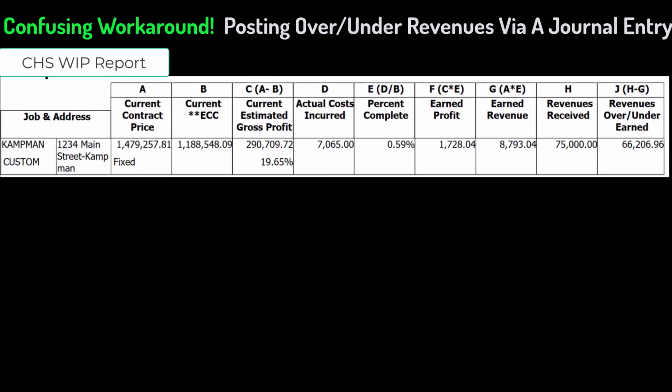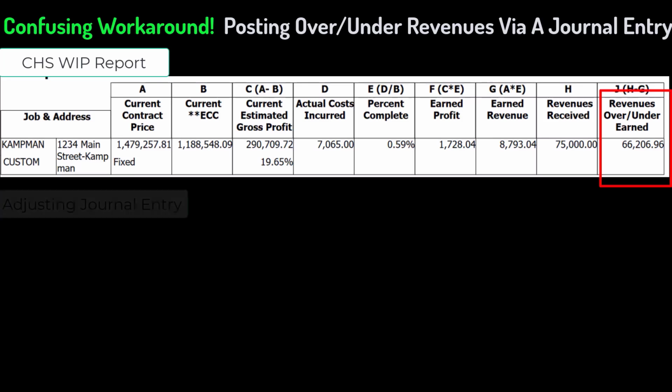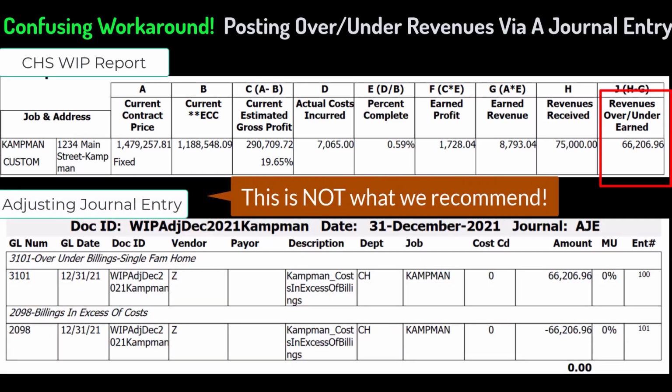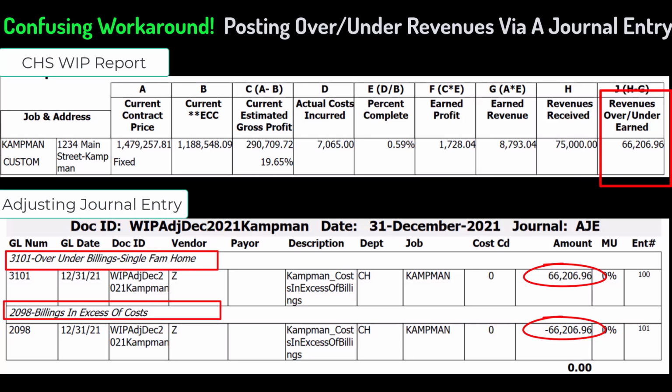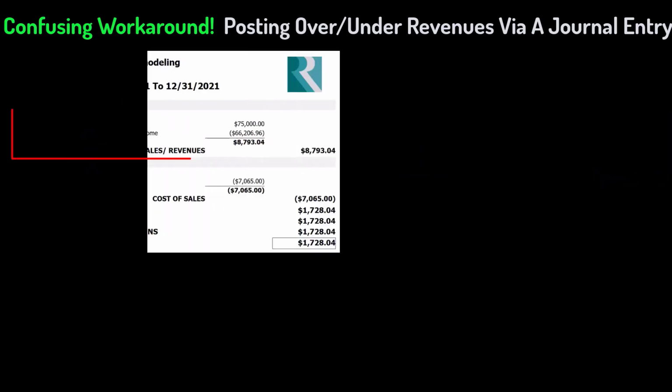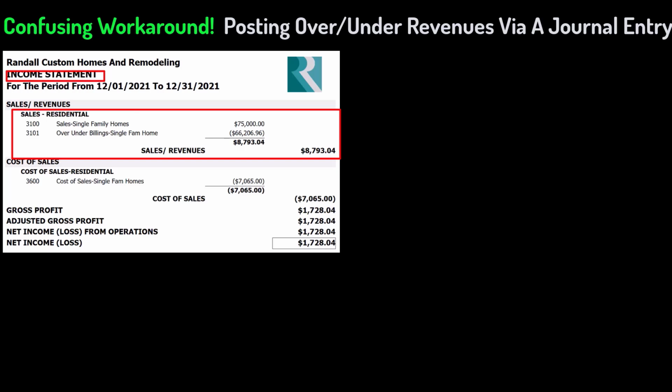Some accountants might be used to using a WIP report, like we do have available in CHS, to identify the amount of billings in excess and then create a journal entry to debit an account called over/under billings on the income statement and to credit an account called billings in excess of costs on the balance sheet. This adjustment reduces the sales figure on the income statement, indicating that the revenue hasn't been fully earned yet.